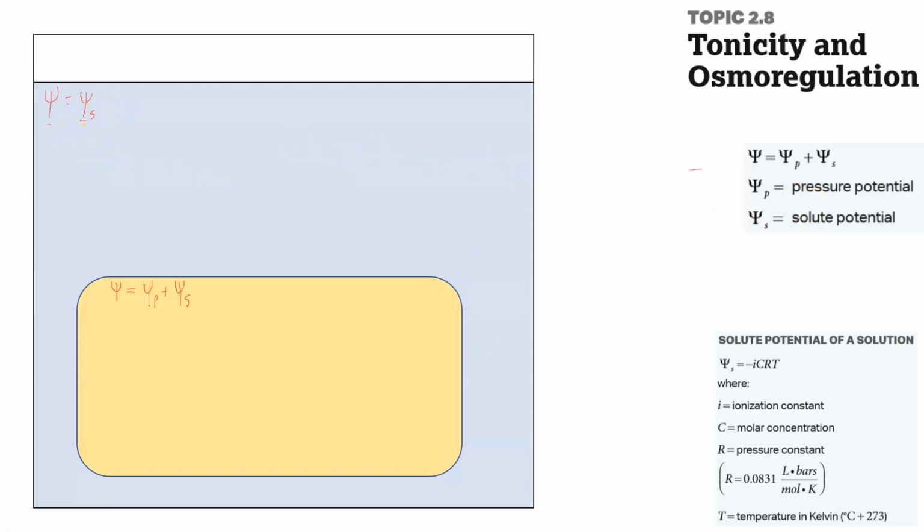Okay, so I'm going to move these formulas so that I have some room here to work. Also remember, there is one formula we need to know how to calculate, that is this one right here. Solute potential formula is negative iCRT, where i is the ionization constant, C is the molar concentration, R is the pressure constant, and T is the temperature in Kelvin. So you might want to make sure you have this in your notes, because I'm going to get rid of it again as we work through these.